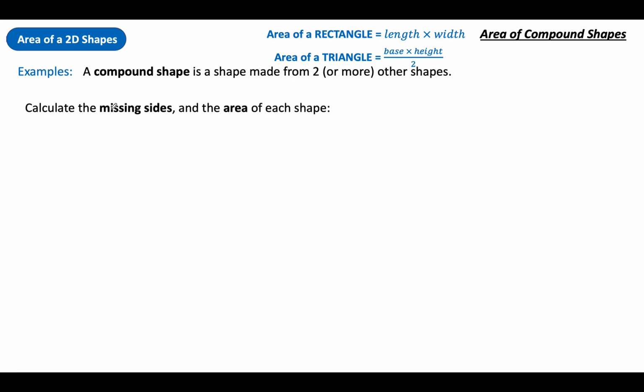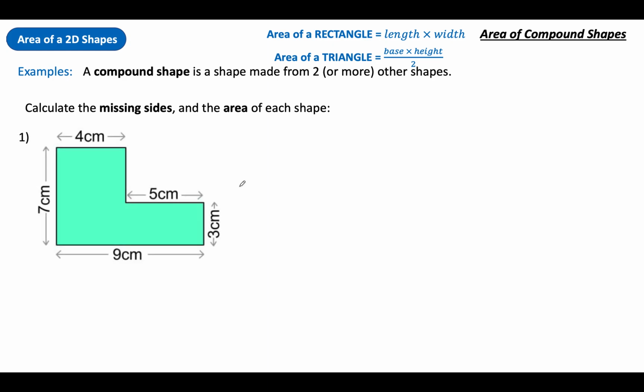So let's calculate the missing sides and then the area of each shape. So there is my shape, and I'm going to possibly calculate some missing sides if necessary. On this one, do I need to? The first thing we're going to do is cut our shape into two. I could cut it down here, or I could cut it across here. For the sake of this, I'm just going to cut it across here, and I'm going to label one part A and the other part B. So I'm going to work out the area of A and then the area of B.